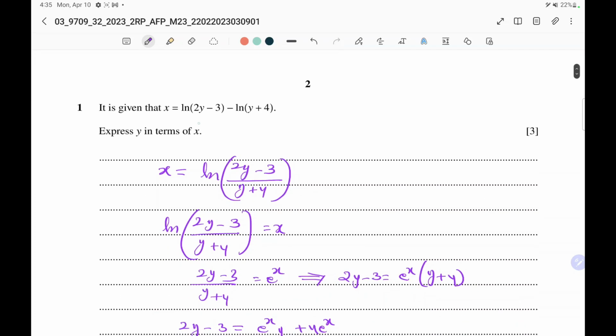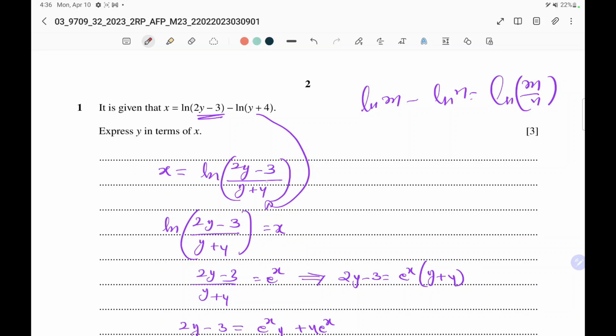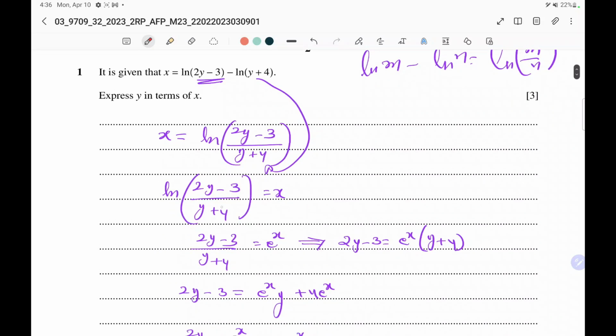It is given that x equals ln(2y minus 3) minus ln(y plus 4). Here we have to apply the ln property. We know that ln m minus ln n is ln of m over n. So ln of (2y minus 3) over (y plus 4) equals x, and then (2y minus 3) over (y plus 4) is e to the power x.